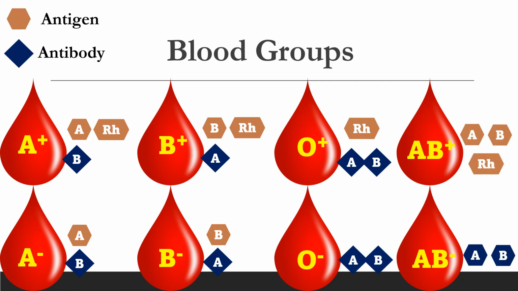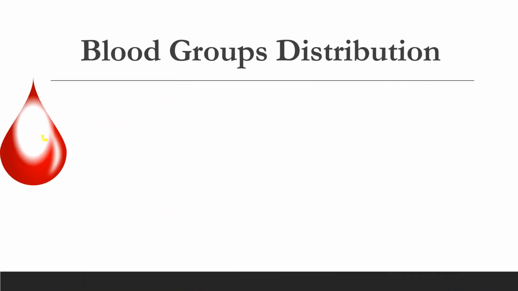In the case of O, we don't have any antigens, so in our body we have antibodies for A and B. Similarly, for O negative, we have antibodies for A and B, no antigens, and Rh will be absent. And in the case of AB, we have both antigens, so we do not have antibodies, and if Rh is present, it will be positive, and if Rh is absent, it will be negative. So this is the distribution.